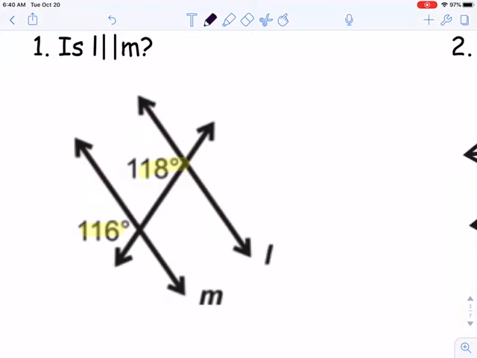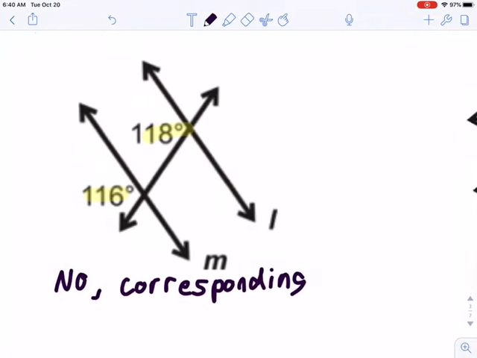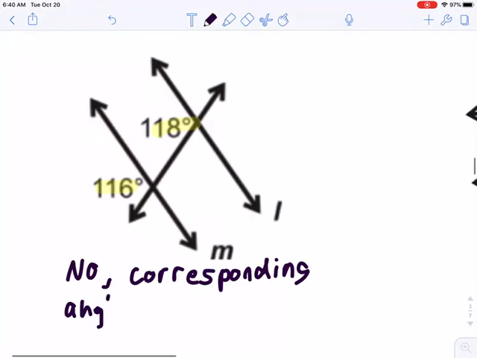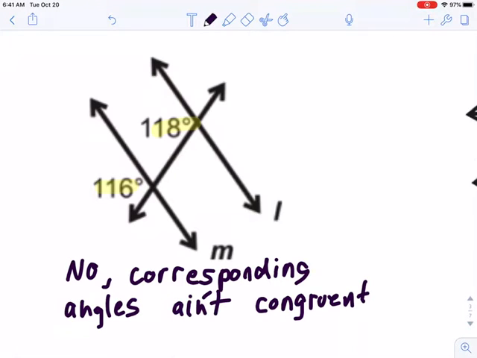We're going to write this. We're going to write no. Corresponding angles ain't congruent. All right, so that's how we tell. This is very simple, but we have two angles, this angle and this angle. They meet the qualification for corresponding angles. They are not congruent, so we are confident that the lines aren't parallel. At some point in time, they will intersect.